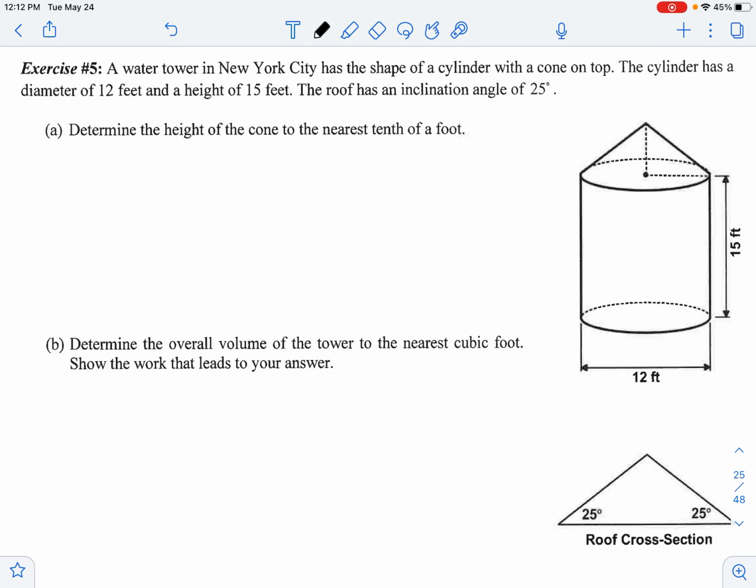Okay. We have a water tower in New York City that has the shape of a cylinder with a cone on top. The cylinder has a diameter of 12 feet and a height of 15 feet. The roof has an inclination angle of 25 degrees. Determine the height of the cone to the nearest tenth of a foot.